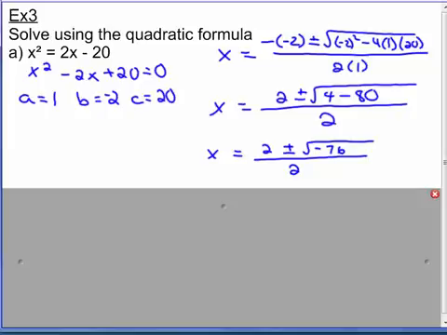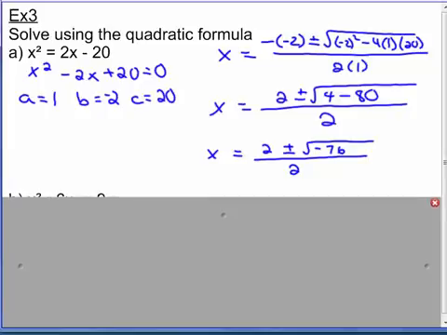Now at this point, can I look at this? The square root of negative 76. Well, in this case, I can't take the square root of a negative number. I get a non-real answer here. So at this point, you're done. We say there are no real solutions. I cannot solve this with real answers.